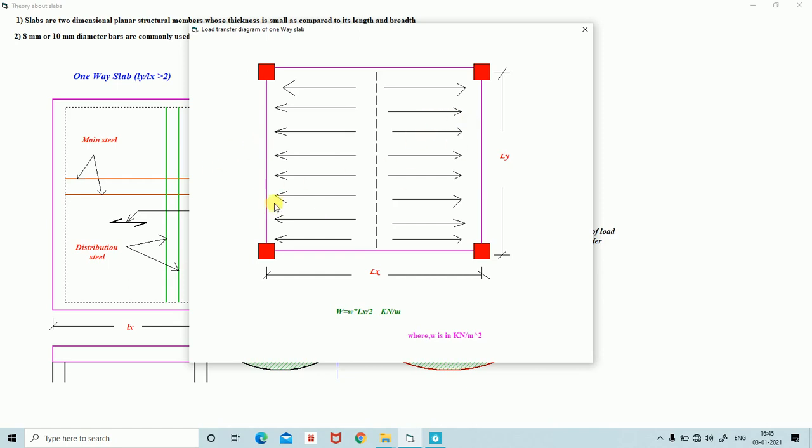This beam and this beam, then the formula is capital W is equal to small w into Lx by 2, that is kilonewton per meter, where the small w values are in kilonewton per meter square. This small w includes dead load and live load, both loads. This is the formula.